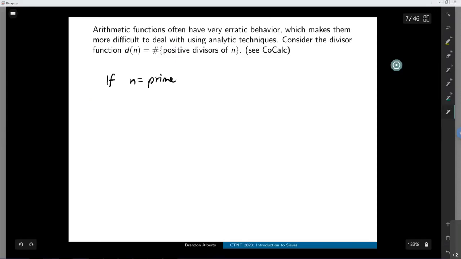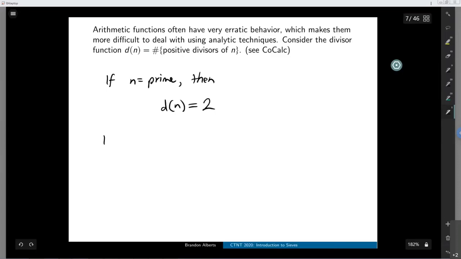Let's say that we plug in a prime number. Well, prime numbers only have two positive divisors. They're only divisible by one and themselves. So no matter what prime number you plug in, it has exactly two divisors. And we know there are infinitely many prime numbers, so we know that this divisor function is equal to two infinitely many times.